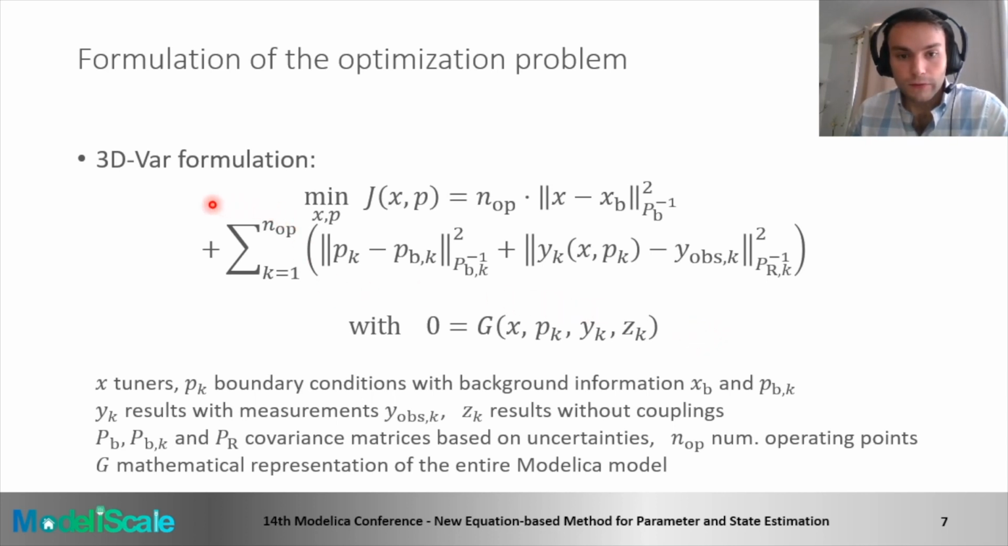And of course, when we are minimizing this cost function, it's assuming that the Modelica model, represented here by G, is of course solved and correct. So that's the constraint. So we are simulating our model.